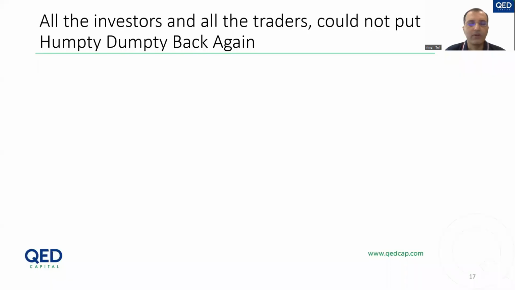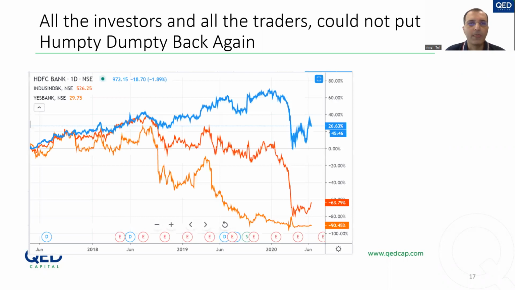So yeah, all the investors and all the traders could not put Humpty Dumpty back together again. The orange stock has still not come back. The blue stock may be okay. The white one is doing pretty okay. So again, no prize for guessing. The white one in the previous slide, blue here, is HDFC Bank. The second one in the middle was IndusInd, and the last one, the orange one, was Yes Bank.